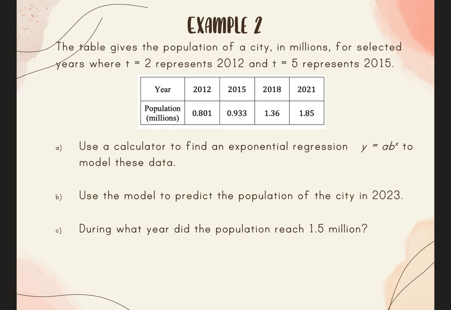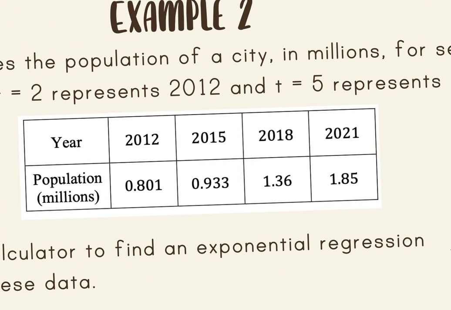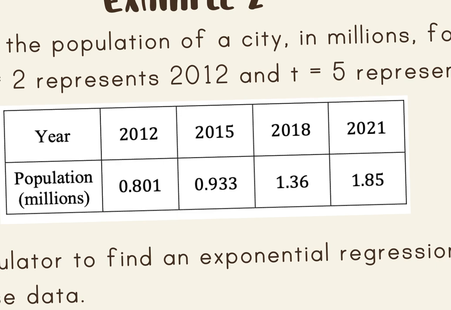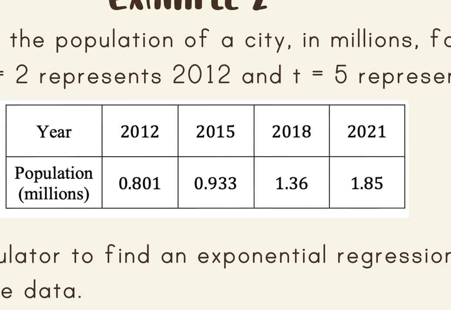It says the table gives the population of a city in millions for selected years, where t equals 2 represents 2012. And why is it important that it establishes that? Good. So it's years since 2010, and 2012 is not my 0. It's not my 1. It has to be my 2. So if 2012, this would be x equals 2, okay, or t equals 2.